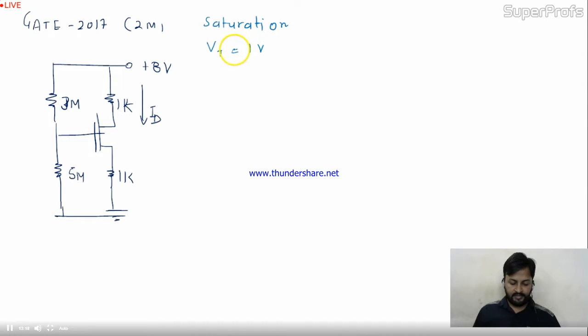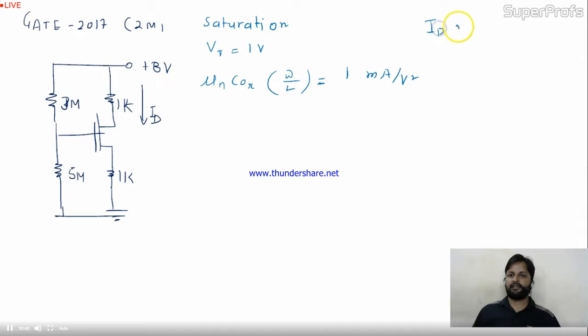Fine. And its transconductance parameter mu n COX W by L is also given, 1 milliampere per volt square. Perfectly fine. Neglect channel length modulation and body effect. Under these conditions, the drain current ID in milliampere is, this is the question. Under these conditions, the circuit is working in saturation region. The values are given over here. We have to calculate ID in milliampere.